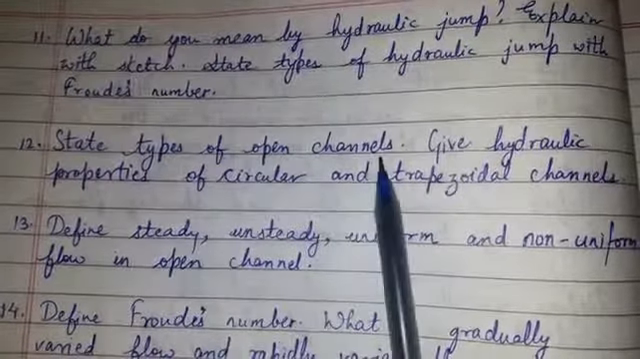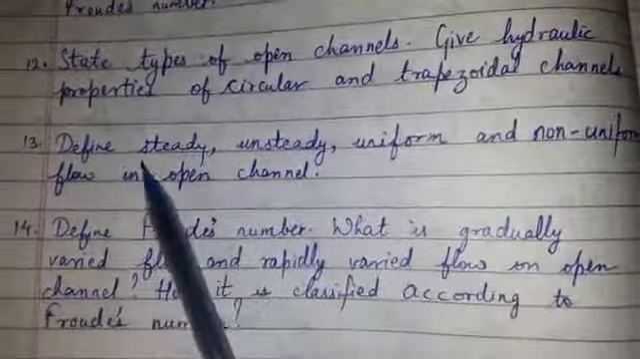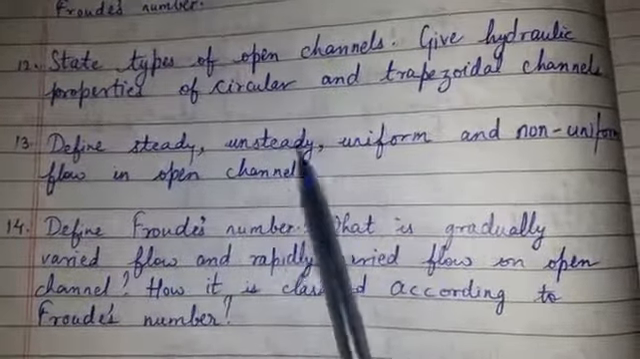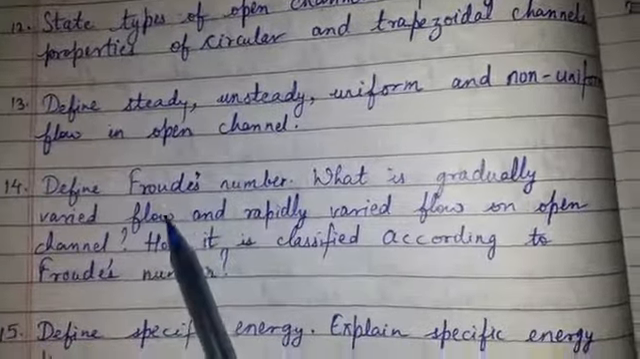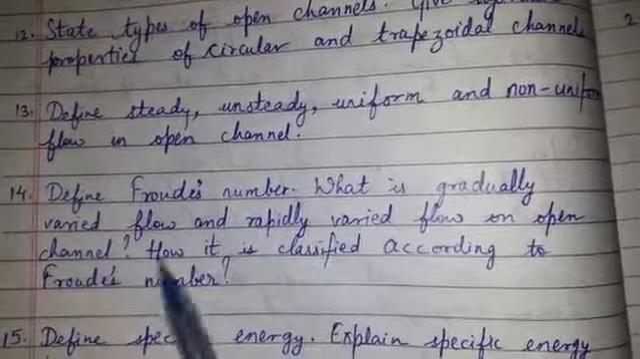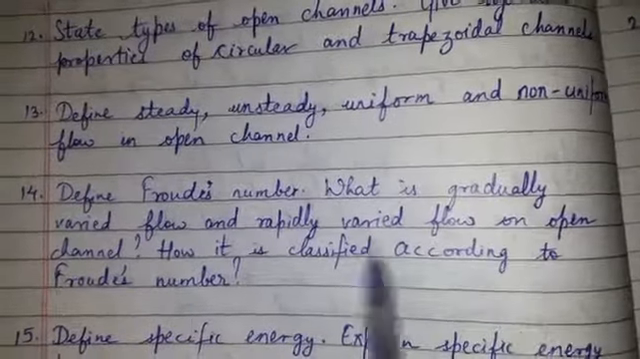State types of open channel. Give hydraulic properties of circular and trapezoidal channel. Question number 13, define steady, unsteady, uniform and non-uniform flow in open channel. Define Froude's number. What is gradually varied flow and rapidly varied flow on open channel?